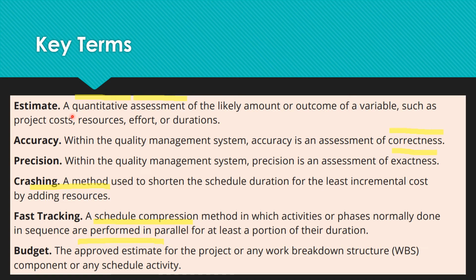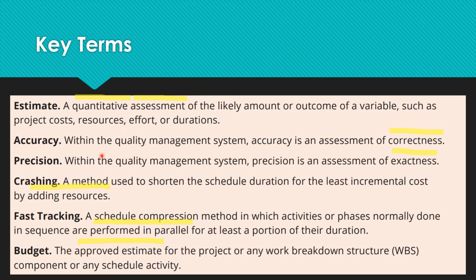We know what is an estimate. An estimate is a quantitative assessment of a particular deliverable in terms of cost, in terms of schedule, or in terms of effort, right? Accuracy is an assessment of correctness. How accurate is our estimation? Is it 90% accurate or 100% accurate? Precision is an assessment of exactness, right? If you say that it's going to take 20 hours of work, how precise are you across multiple times when similar work comes to you?